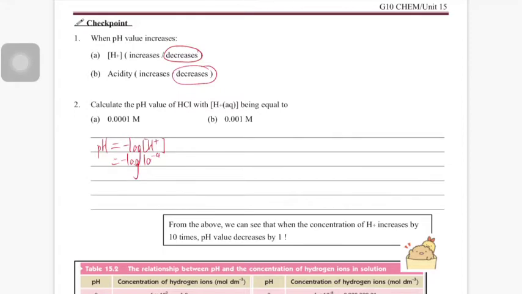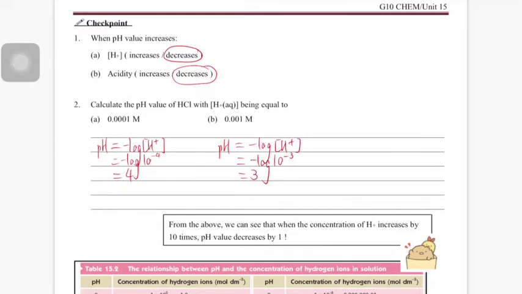Anyway, if we put that equation into a calculator, we can get the answer. It should be 4. Let's try the other one, part B. Again, pH value should equal minus log of the hydrogen ion concentration. And this time, because we only have 3 zeros in front of 1, it should be turned into 10 to the power of minus 3.